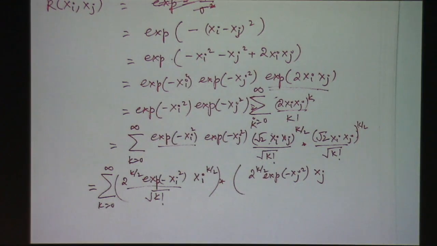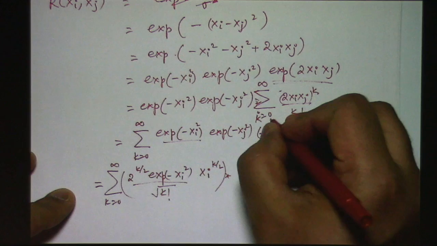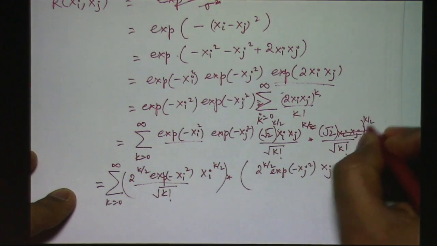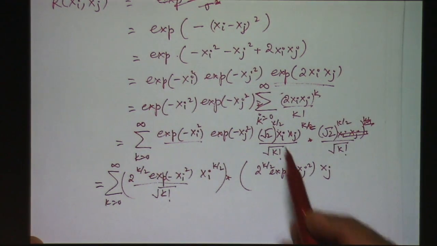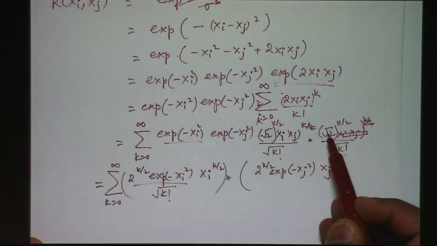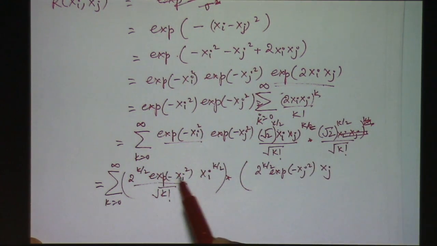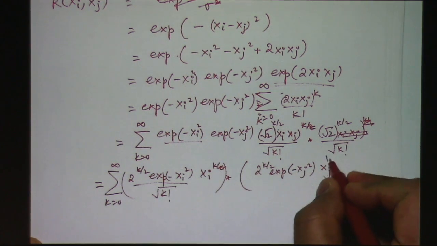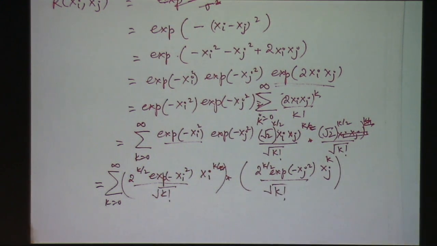Sorry, this is 2 to the k by 2. Sorry about that. So just the root 2 comes here, and this root 2 comes here. This xi to the power k goes with the xi square, and the xj to the power k goes with xj square. Made a mess. All right.